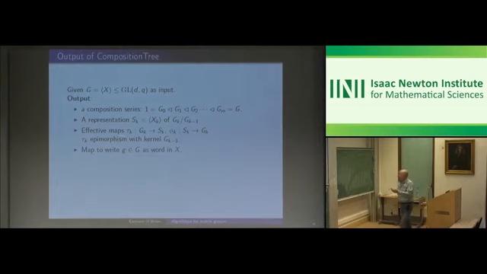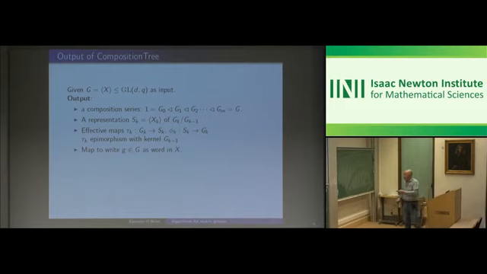Okay, briefly to state what the output of composition tree is. The output is a composition series, a representation of the composition factors. You get effective maps from G to S and from S to G. And most critically, you get a map to write an element g of G as a word in X. And if you're thinking of G as a matrix group sitting inside of GL(d,q), you can also do membership testing, in the sense you take an element of GL(d,q) and you say, does this lie in G? If it does, tell me what it is as a word. You go through that process and you either produce false or you produce the word.